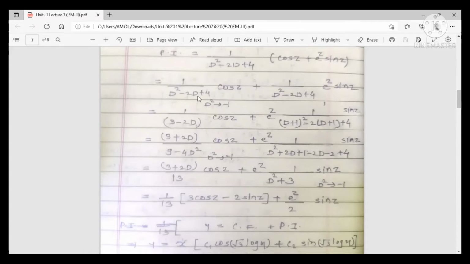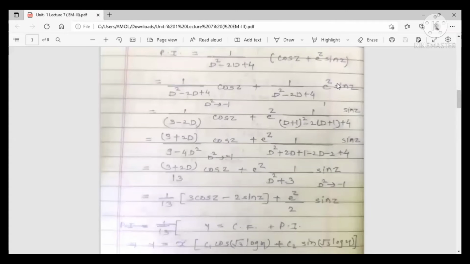You know how to solve for trigonometric functions, sine or cos. We always replace the term d square by minus a square, where a is the coefficient of the trigonometric function. Here the function is cos z, and the coefficient of z is 1, and the square of 1 is 1. So we replace d square by minus 1. Then the denominator will be minus 1 plus 4, which is 3, and minus 2d stays as it is, because we are replacing only the d square term. So the denominator is 3 minus 2d, for cos z.